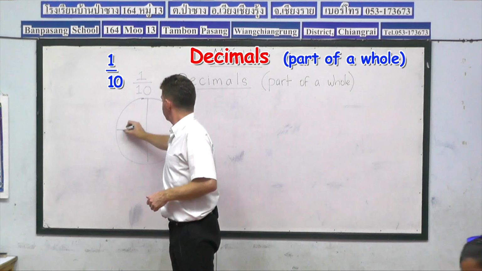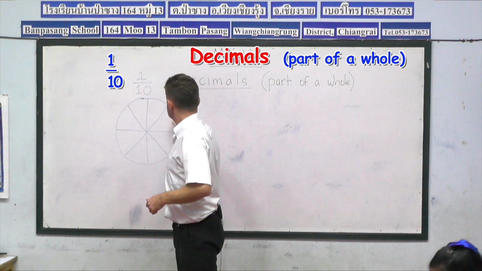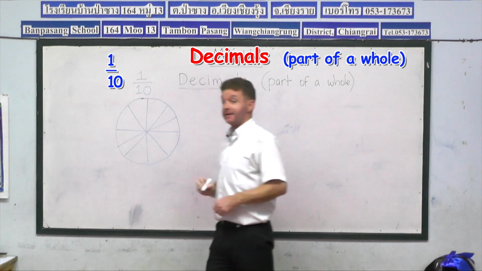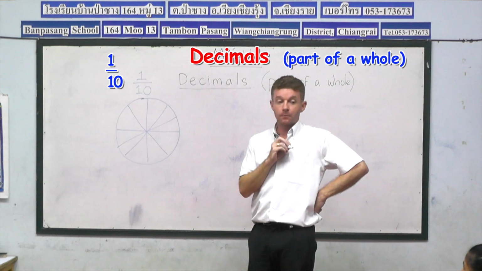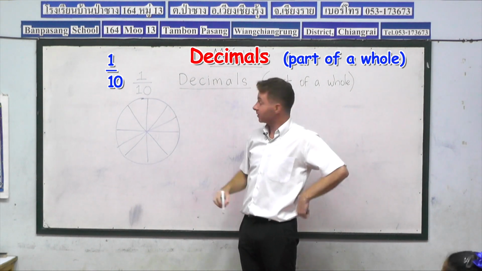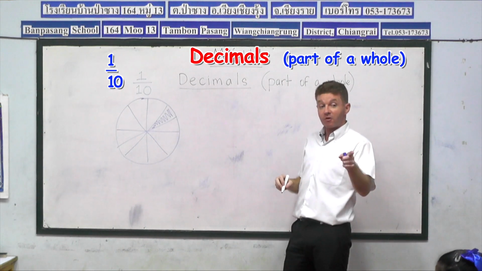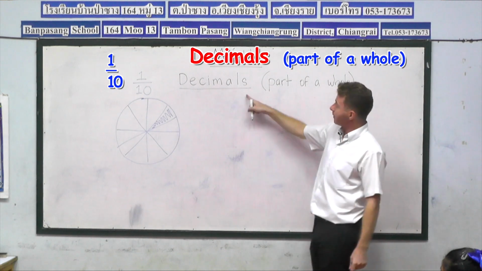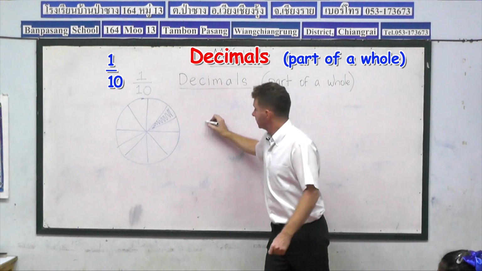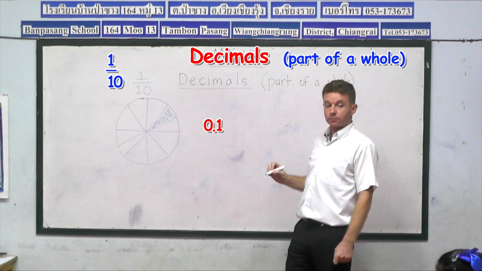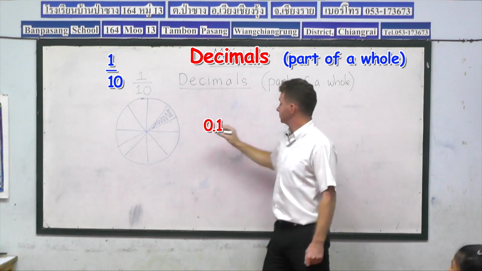2, 4, 6, 8, and then one more line, 10. Okay, now how many parts do I need to put into colour? 1, correct. I only need 1 because it's 1 over 10. Okay, that's our fraction 1 over 10. Now I'm going to show you how to write this amount as a decimal. 0.1. Okay?